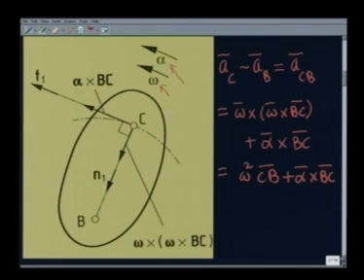Similarly, if we are given the acceleration of a particular point AB, which has 2 components, that is 2 unknowns, and the angular velocity vector omega and the angular acceleration vector alpha, then the acceleration of any point C can be determined using this equation, that AC will be AB plus these 2 components.